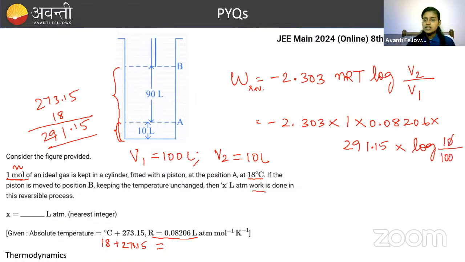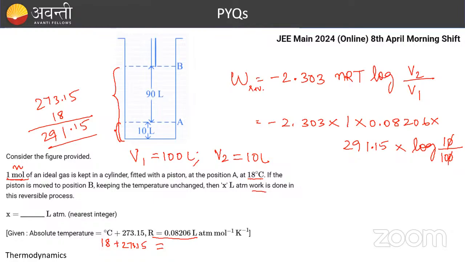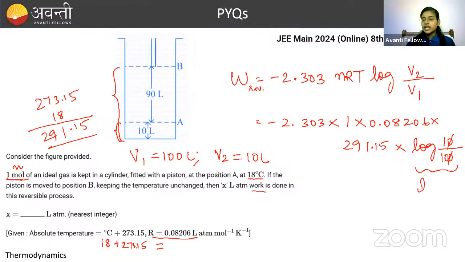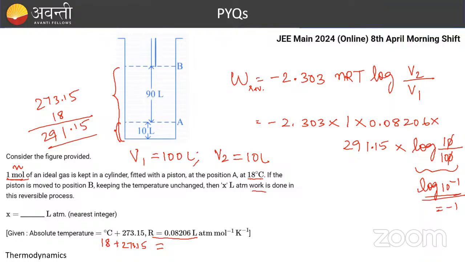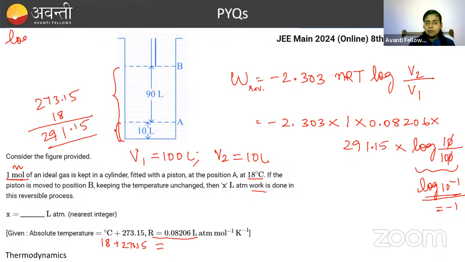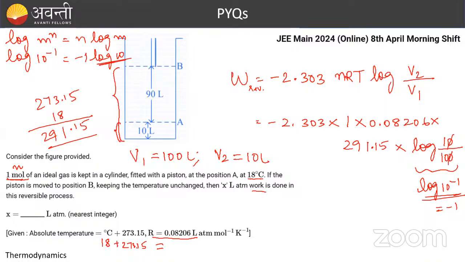If I cancel this and take the 10 to the numerator, I will have log of 10 to the power minus 1. The answer for log of 10 to the power minus 1 is minus 1, because log 10 is 1. I hope all of you know how to do it. It is log of m to the power n format, and the formula is n into log of m. Here we have log of 10 to the power minus 1, so it is minus 1 into log of 10. Log 10 is equal to 1, and 1 into minus 1 is minus 1. So the entire value is minus 1.